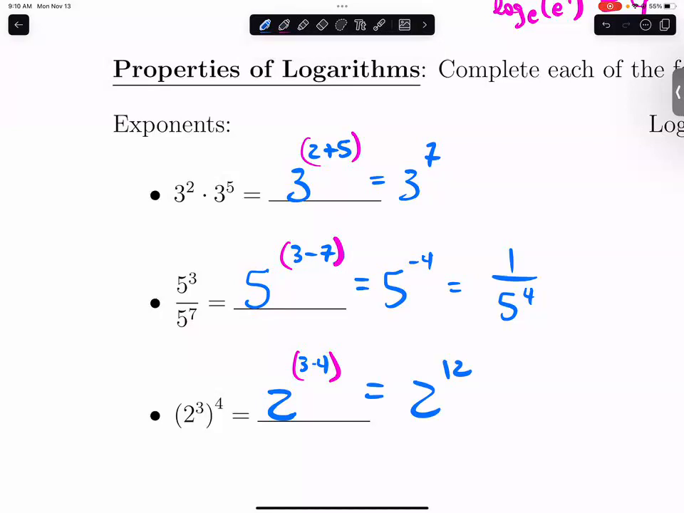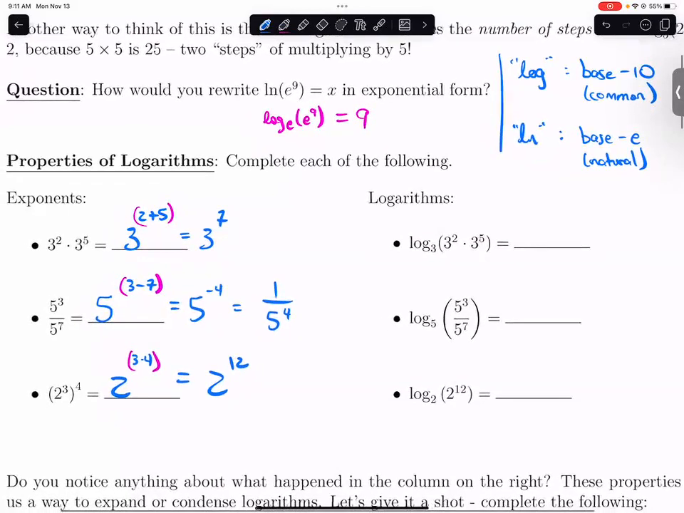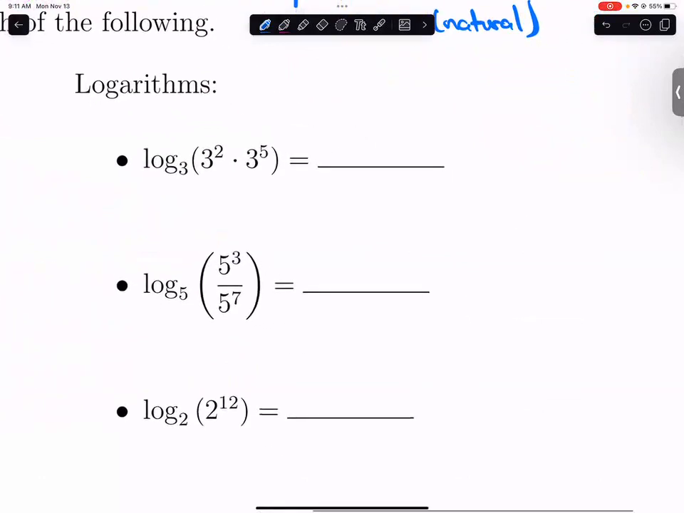Okay, so that's how exponent rules work. That's how we combine powers on like bases when we're dealing with exponents. What we're going to look at now is how that translates to dealing with logs. So notice that things that are across from each other look pretty similar. How would we find the log base 3 of 3 squared times 3 to the 5th?